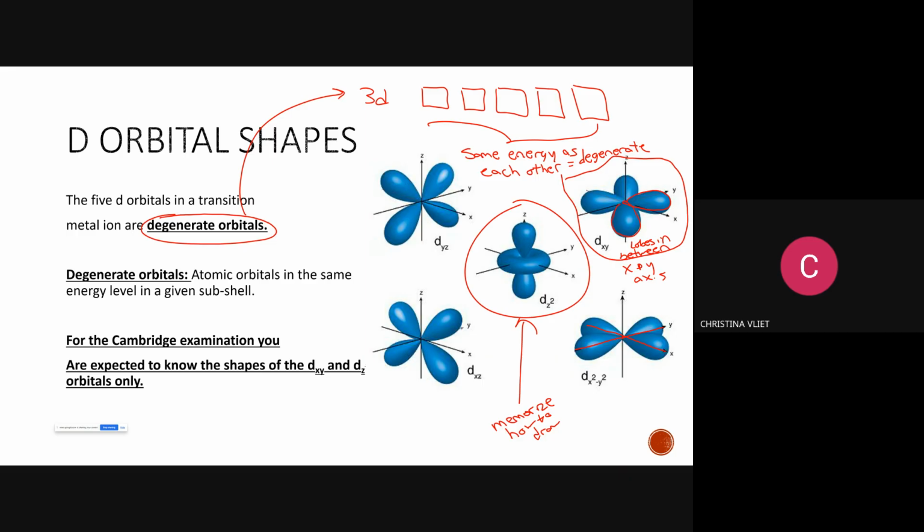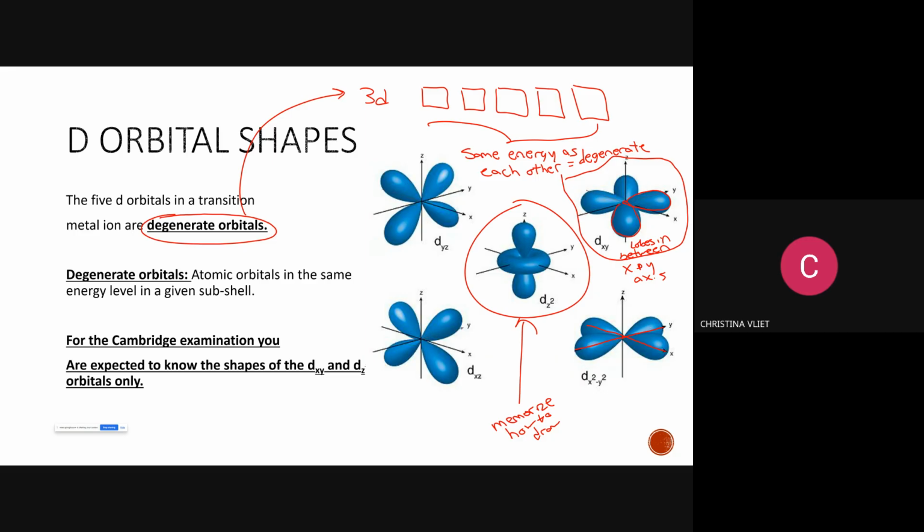Those are the ones that Cambridge is asking for you to know, to draw. They need you to know that there are 5 different d orbitals and they start off with the same energy. They want you to be able to draw these specific two, the donut and the one that is in between the x and y axis. And so degenerate orbitals, like I said, are atomic orbitals that have the same energy in a given sublevel.